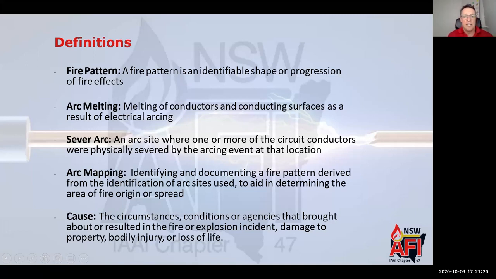In the definitions, yes, Craig Gordon, great change, thank you. Fire patterns, so that has changed a bit. A fire pattern is an identifiable shape or progression of fire effects. Arc melting: melting of conductors and conducting surfaces as a result of electrical arcing. So these are the new definitions that have been put in Chapter 4. Severe arc mapping has been defined differently. And of course, one of the main ones is certainly cause.